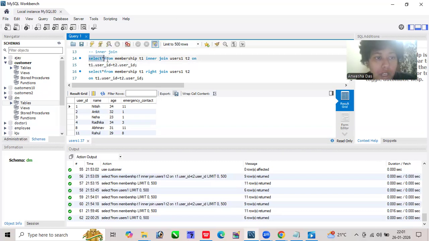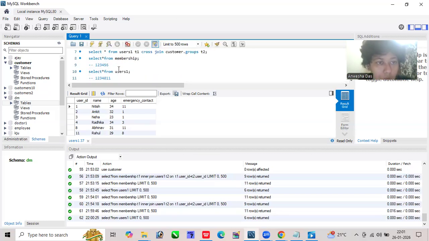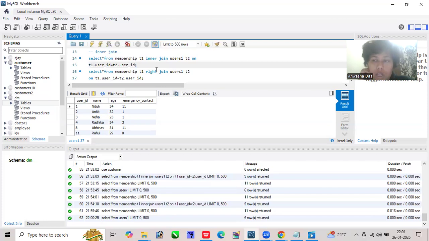First of all, I have taken the table. What is the table name? Membership table. And here I have given the membership table the name T1. And I have to perform the inner join. Inner join means it will always take the common value. Here, what is the common value? Only 1, 2, 3, 4 is the common value. So what will be the output? 1, 2, 3, 4. Based on what? Based on the user ID, definitely.